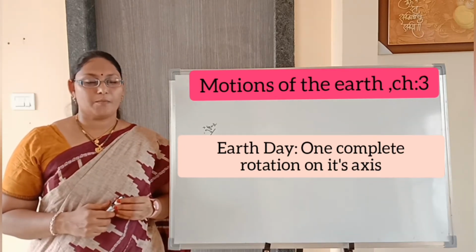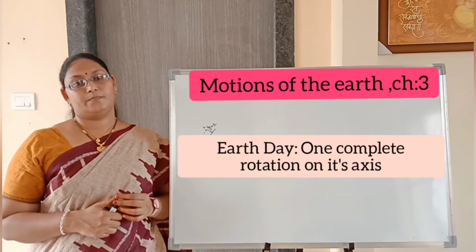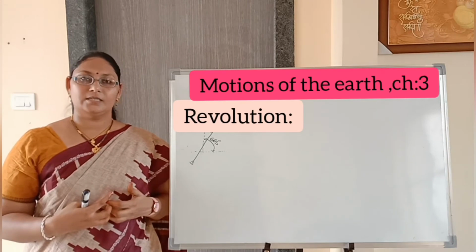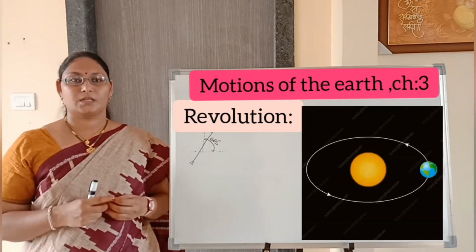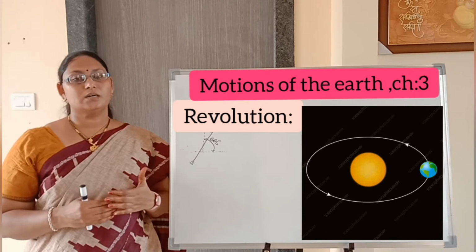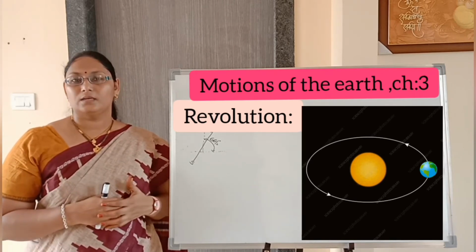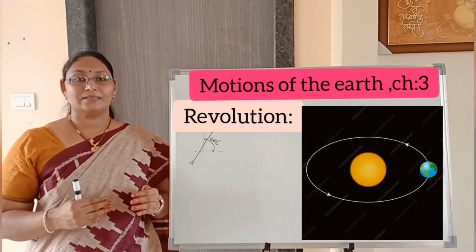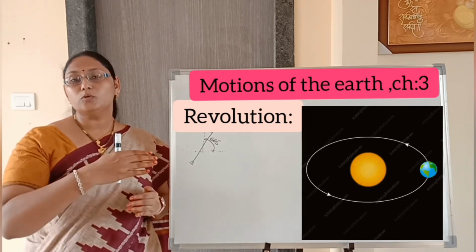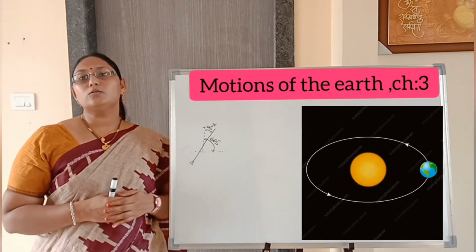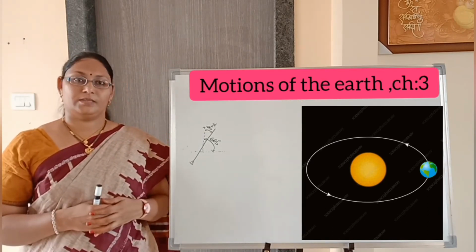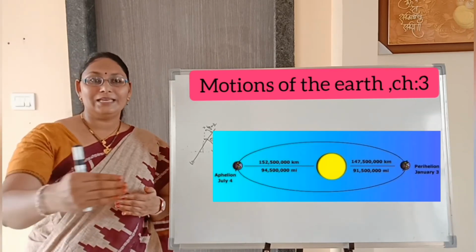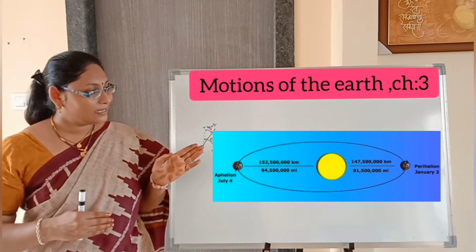We need to discuss the second movement of the Earth. What is the second movement of the Earth? Yes, revolution. The movement of the Earth around the Sun is called revolution. In our solar system, our Earth has a specific path to move around the Sun. It won't go as it wishes. It has a definite path. In that path only our Earth has to revolve around the Sun.